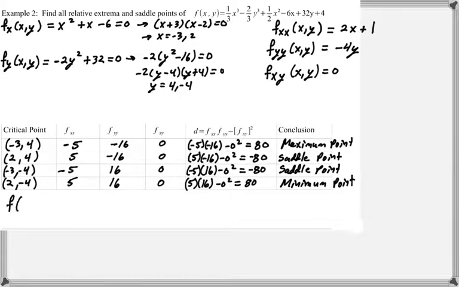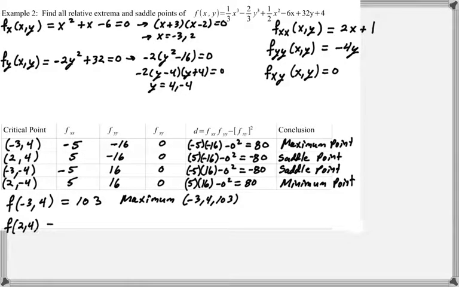Okay, all right, and then if we want to find the z values, f of -3, 4 is going to be 103, and that's going to be a maximum at -3, 4, and 103. F evaluated at 2 and 4 will be 82, and that's going to be a saddle at 2, 4, and 82.